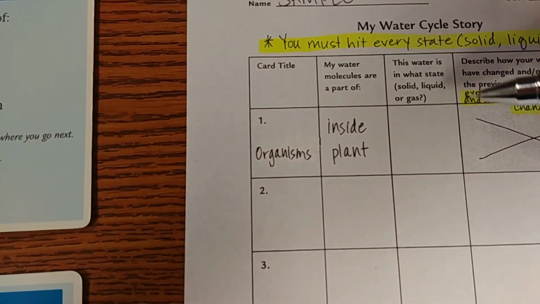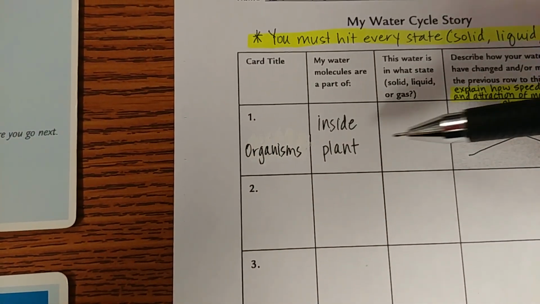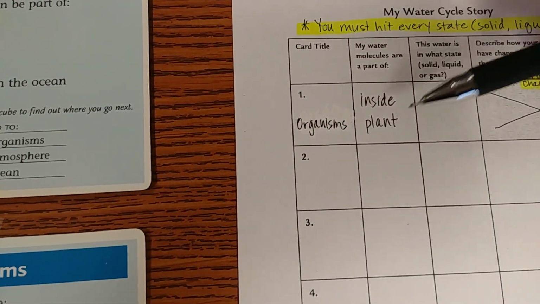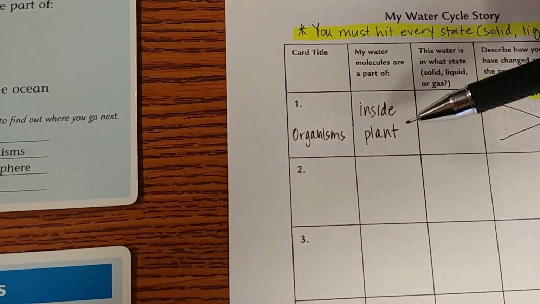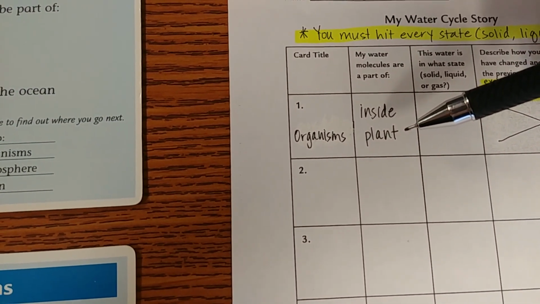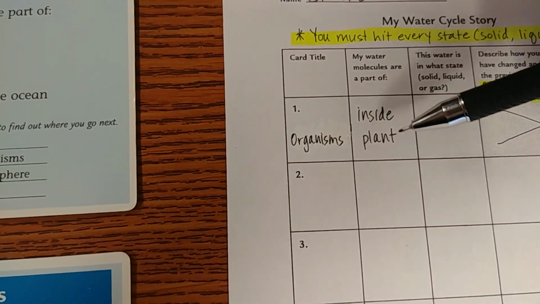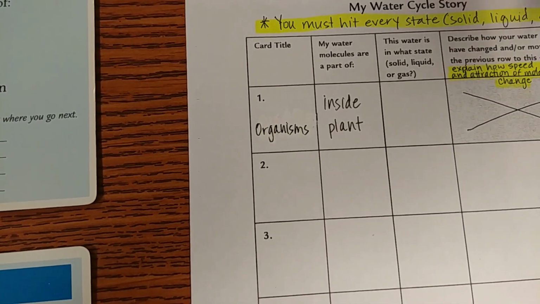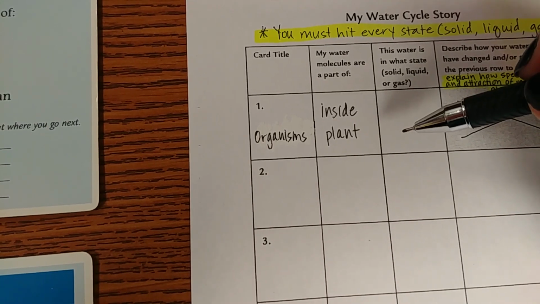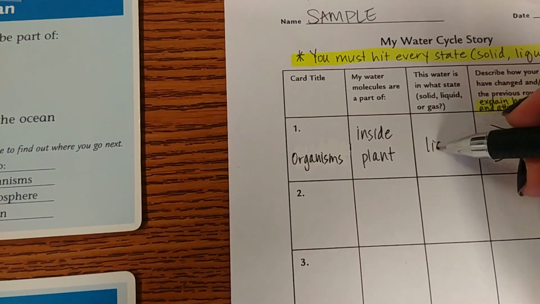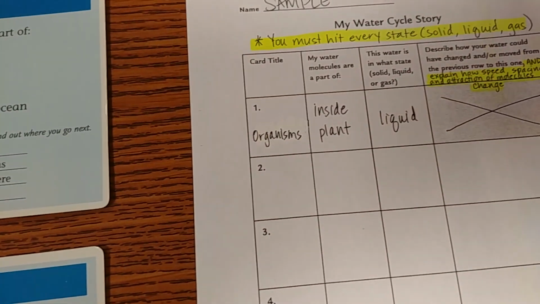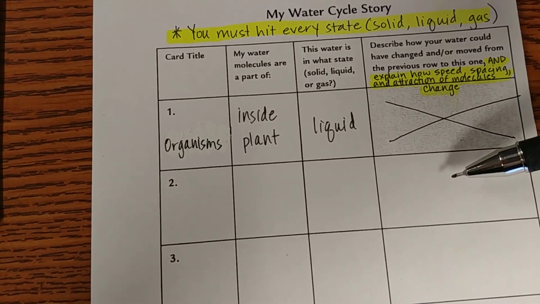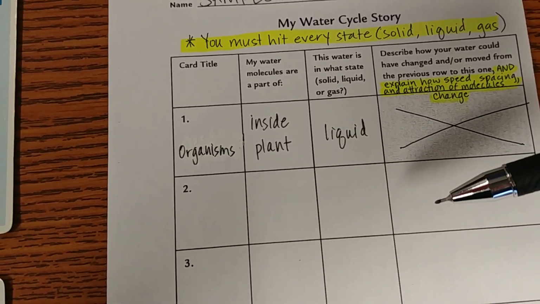Now, over here, you have to tell me what state of matter would you be in if your water molecules were a part of this. I have a lot of kids that will think that if I'm inside of a plant or inside of a tree, I must be a solid. But remember, solid water is ice. So if I'm inside of a plant, I'm still liquid water running inside the plant. So I would put over here that even though I'm inside of a plant, I am a liquid. Okay. I don't have to put anything here, but on my next column, I'm going to have to explain how I get from my plant to my next step.